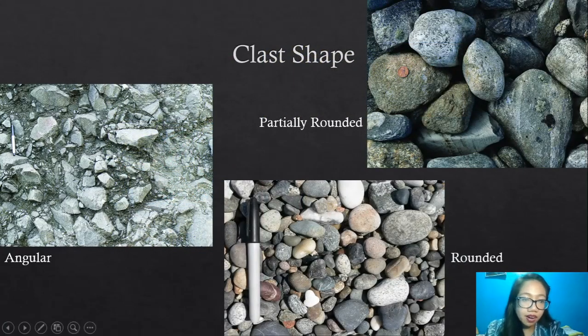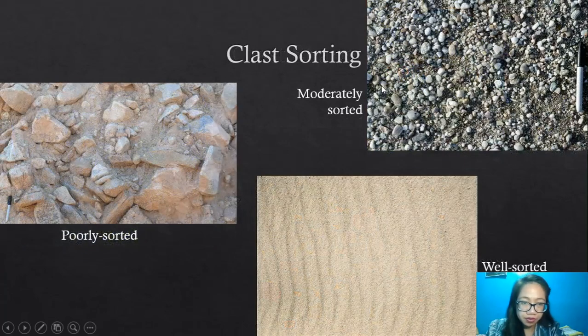Okay, so angular clast shape means it's breccia. Rounded means it's conglomerate, so it could form a conglomerate type of clastic rock, or it could be a 50-50 in between, partially rounded clast shapes. Okay, so you could also categorize our clasts based on how they are sorted.